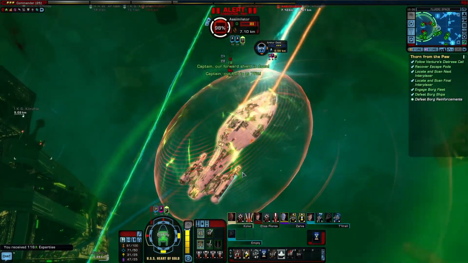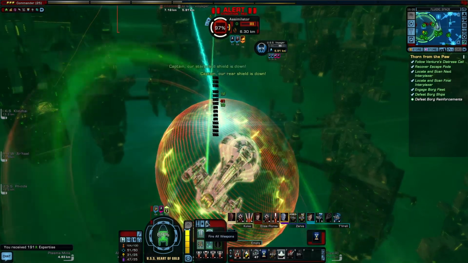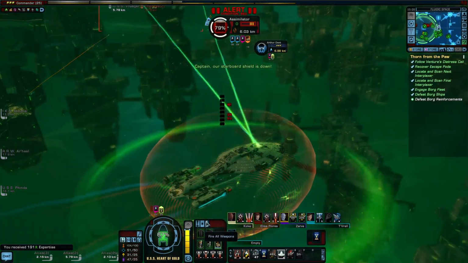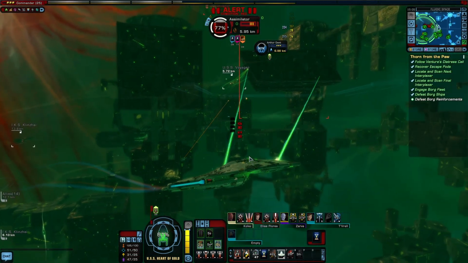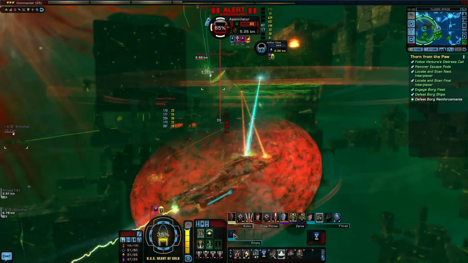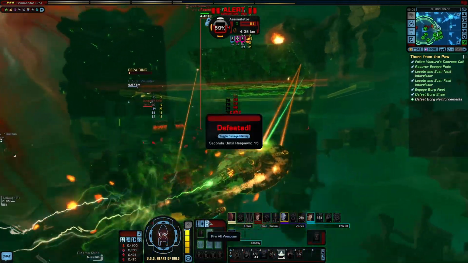Uh-oh, that assimilator is targeting us. That's not good. My shields are gone. What happened? I think they somehow managed to drain my shields. Somehow. I didn't see any kind of, like, tachyon beam. Oh, boy. The Voyager is under repair. I'm dead.